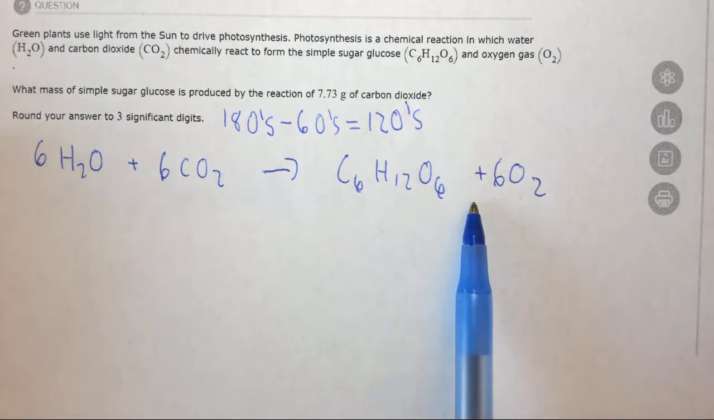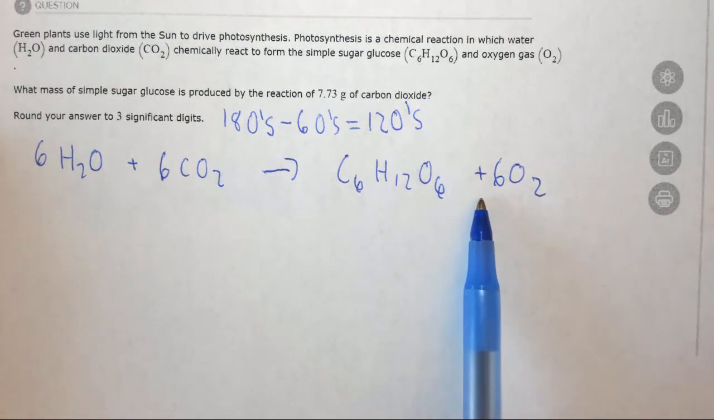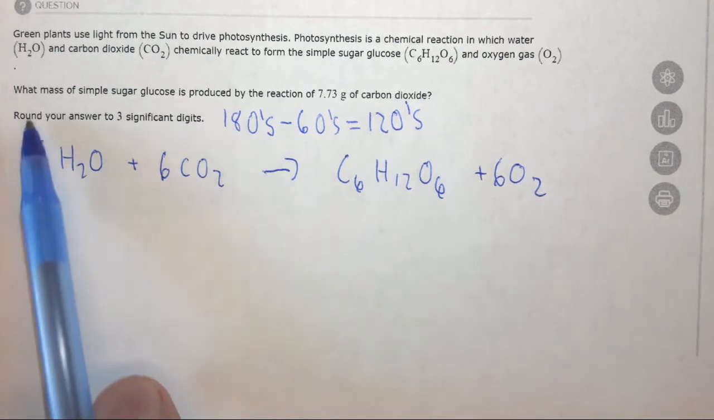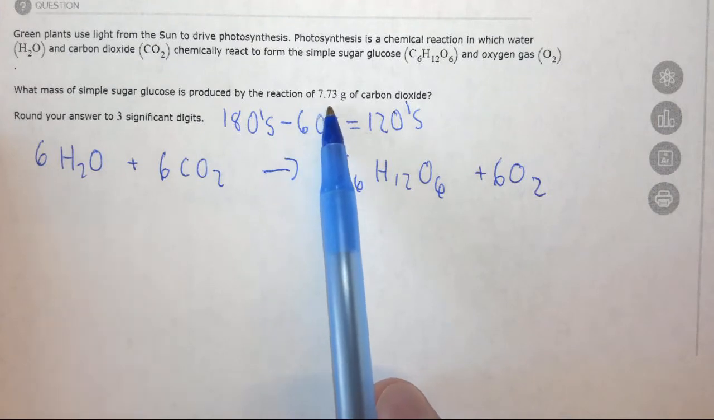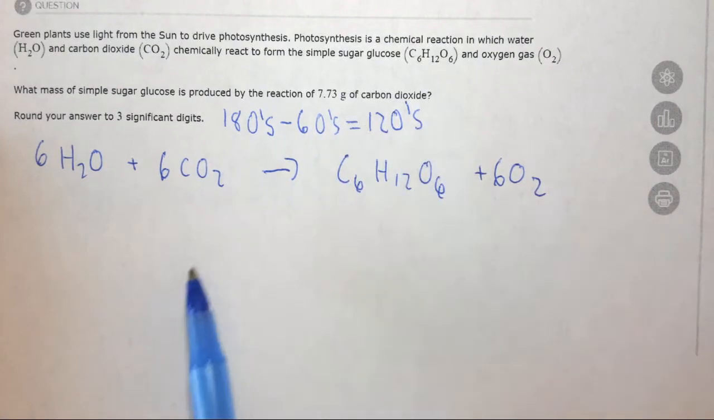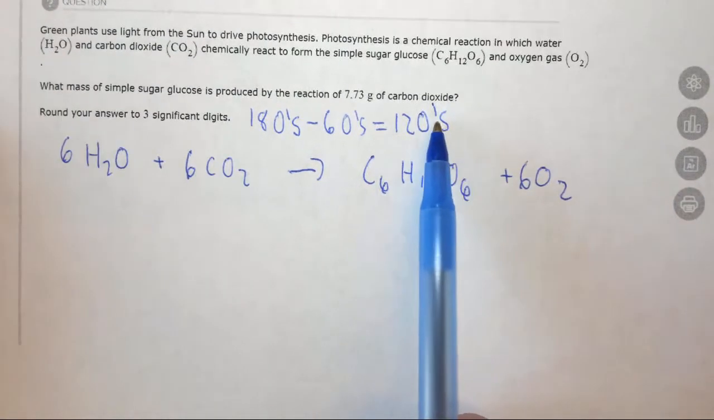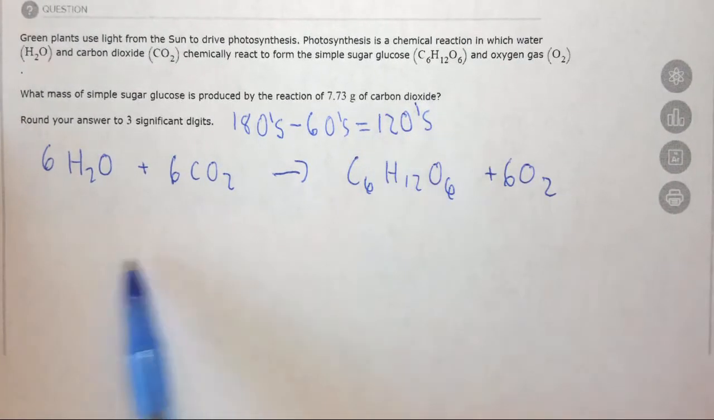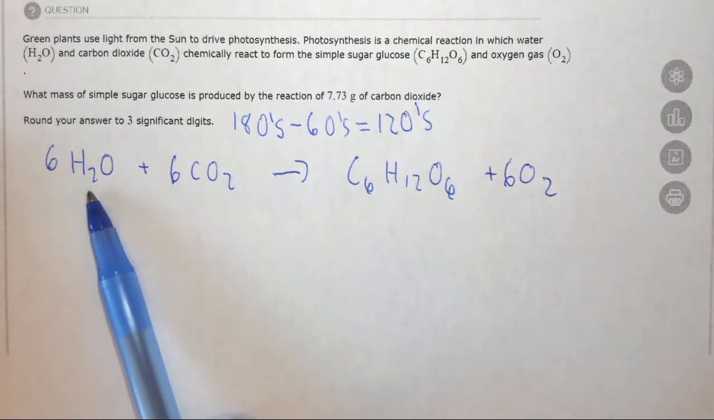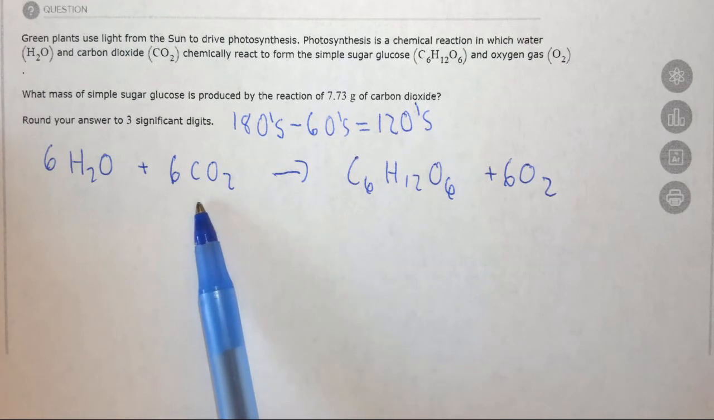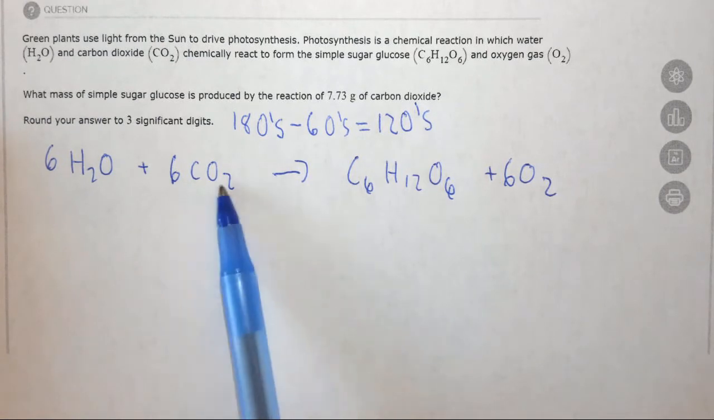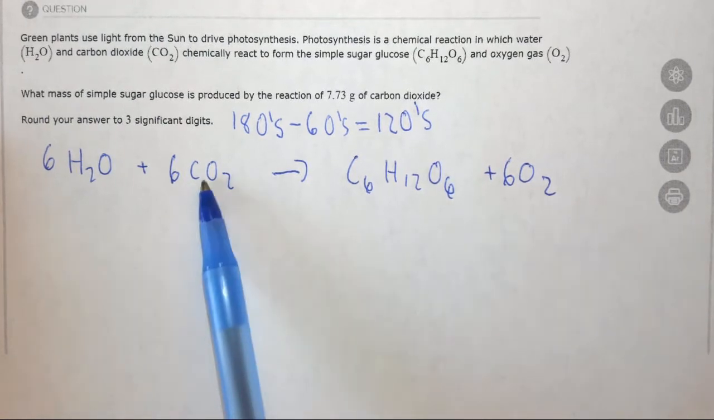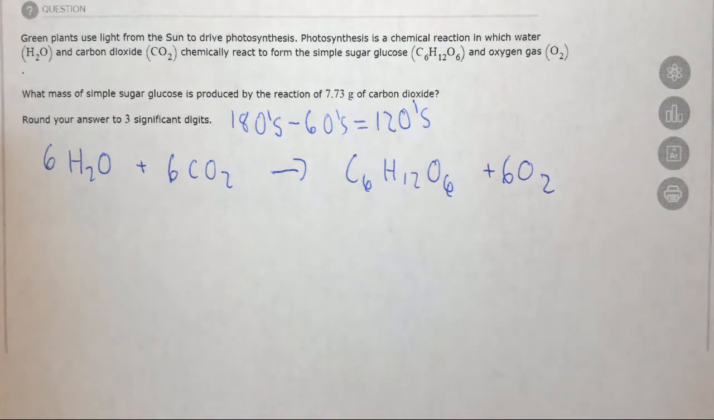It is very important to remember that stoichiometry always starts with a balanced chemical equation. Now we want to find what mass of simple sugar glucose is produced by a reaction of 7.73 grams of carbon dioxide. It is not explicitly stated here, but it's important to note that we must have plenty of water present because we need to know that carbon dioxide is the limiting reagent. So here we're going to assume that we have plenty of water present, and we can figure out how much glucose we can make using all of this carbon dioxide.